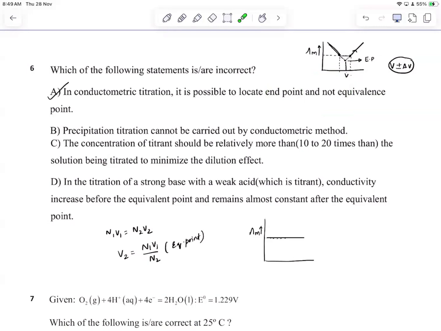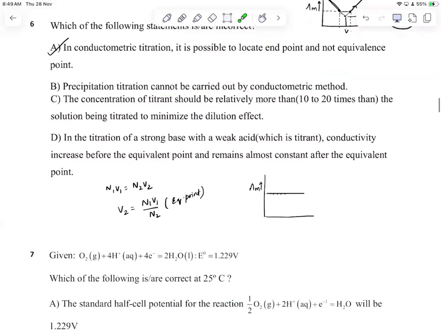Next. Precipitation cannot be carried out in conductometric titration. See, initially, if you notice, it will always have lambda m equal. But suddenly when it rises, that means there must be some change here. So you will notice that again, we can just give some amount within this volume range. We know that within this volume range, there is an end point present. So yes, we can figure it out using conductometric titrations. So this is also incorrect.